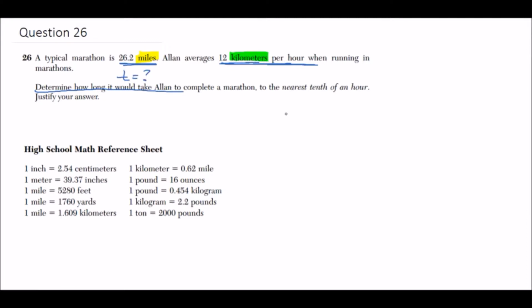And what we need to remember here is distance is velocity or speed times time. That's derived from the definition of speed or velocity, which is distance over time. What I've done here is I've gone ahead and copied the conversion chart from the back of the test. There's a little bit of a reference sheet, and I've just copied the parts that are relevant here.